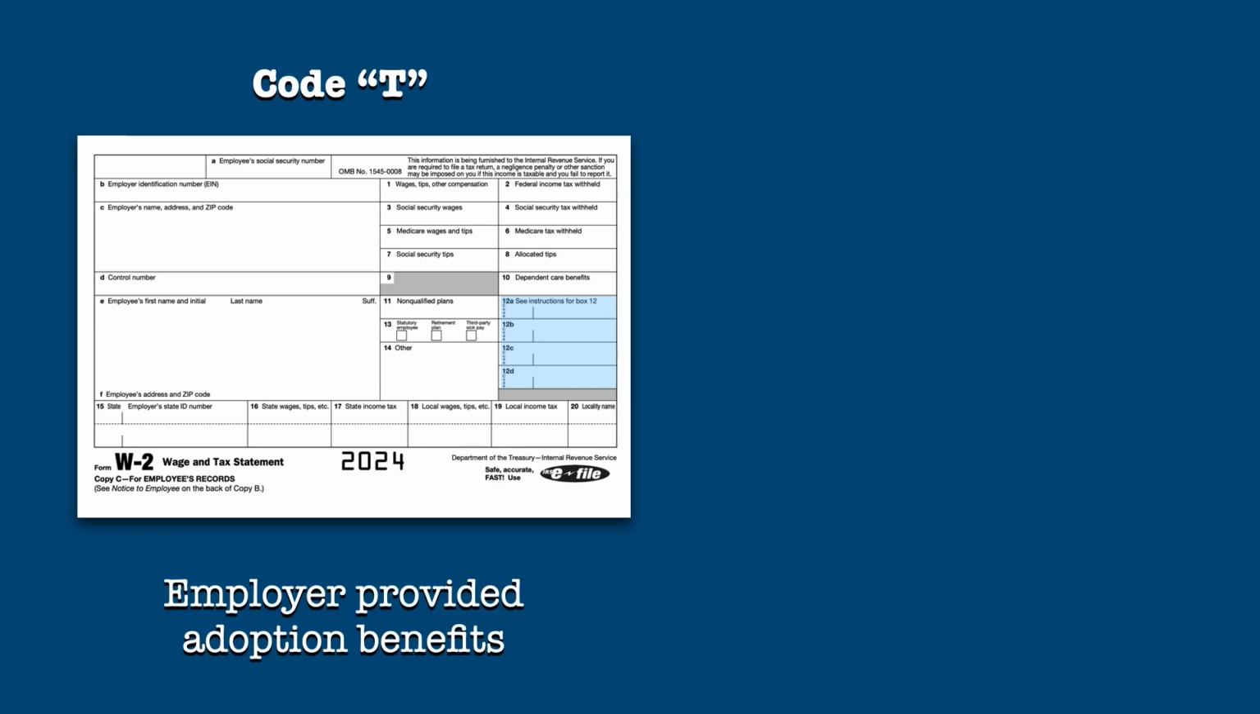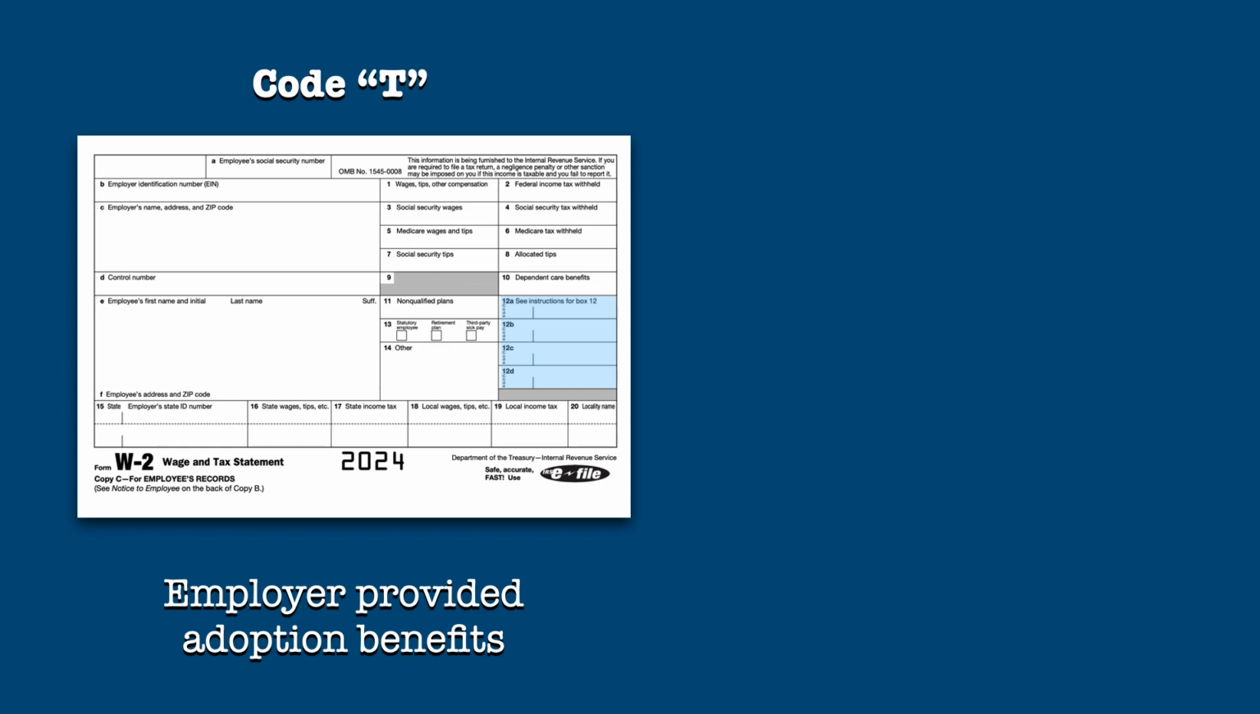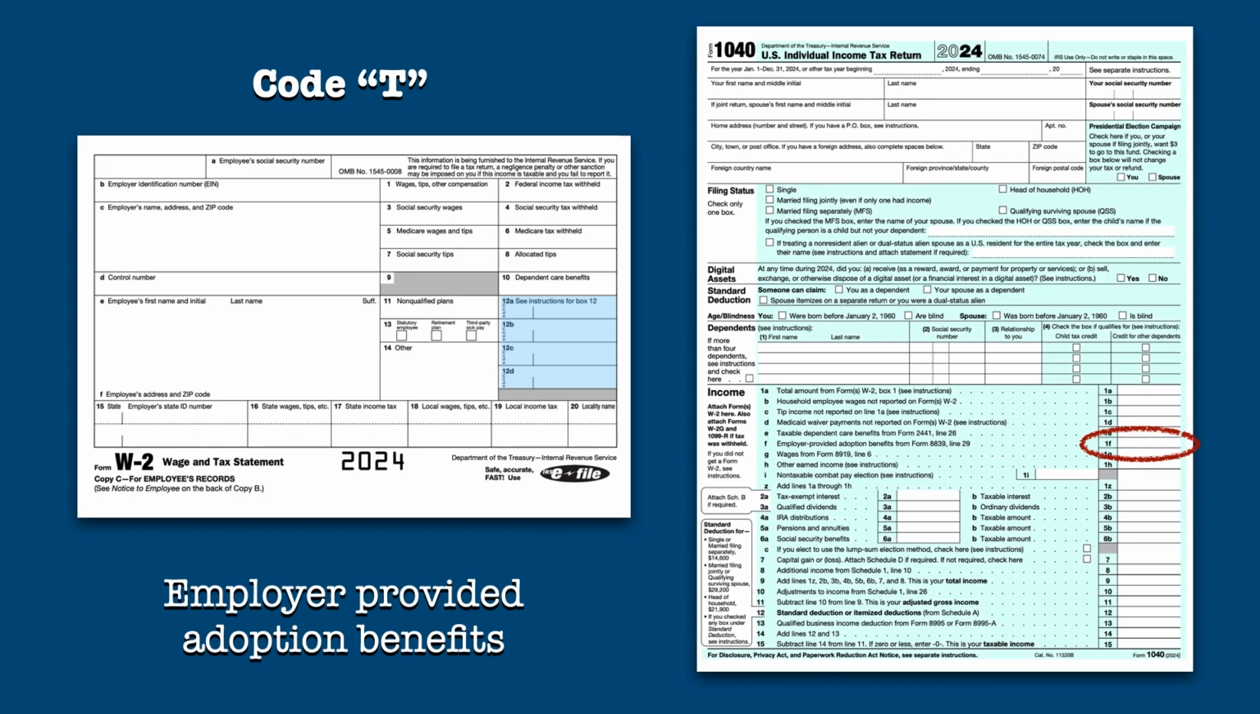Code T, Employer-Provided Adoption Benefits. These function much in the same way as the child care benefits described earlier. These benefits must be reported on line 20 of page 2 of Form 8839. If these benefits exceed the actual adoption expenses paid, and the adoption has been finalized, the excess is included in taxable income on line 1F of your Form 1040.